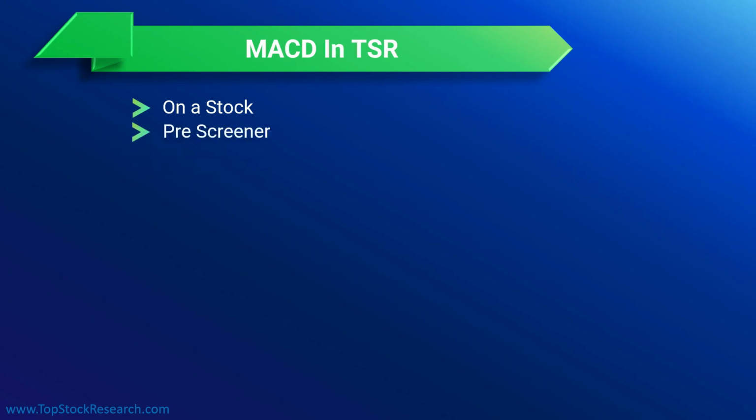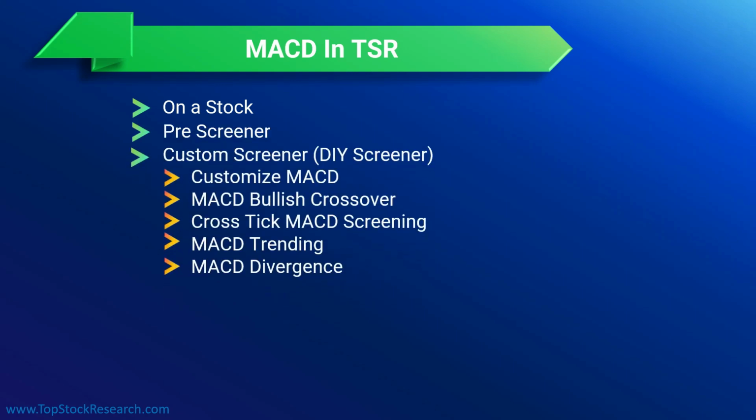So you have a pre-screener, then you have custom screeners or DIY screeners, what we call, where you can customize MACD with a different set of values other than 12, 26, 9. Then you have a bullish crossover. These are very important signals which you should be looking for to make a good trading call, or basically for your analysis. Then you have a cross tick, similar to what we have seen in RSI. Here also, in the same screener, you can have MACD on daily, weekly, monthly, 1 hour, 2 hour, and so on and so forth.